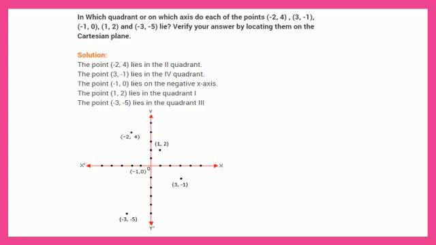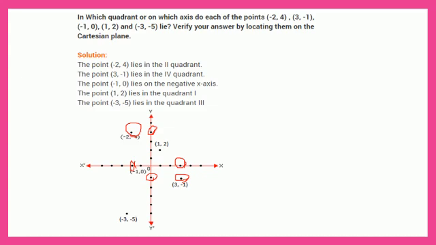Here the first point is minus 2 comma 4. So minus 2 is here and 4 is here. So the point will come here, minus 2 comma 4. So x-axis minus, y-axis plus. So it will be the second quadrant. Then second point 3 comma minus 1. So the x-axis value is 3 and the y-axis value is minus 1. So the point will come here, 3 comma minus 1. So x-axis plus and y-axis minus. So it will be the fourth quadrant.